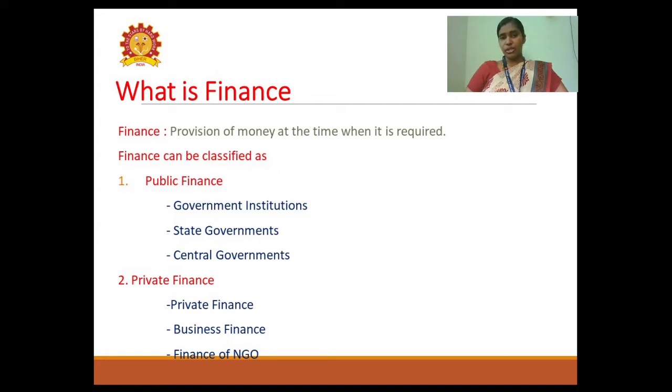Government institutions definitely need money to run the government. State governments also need finance and central governments also need finance. Private finance means banking institutions and private institutions, they also require money. Business finance and NGOs, even non-government organizations that start a business on a service basis, also require finance. So without finance there are no organizations. Provision of money at the time when it is required is called finance.